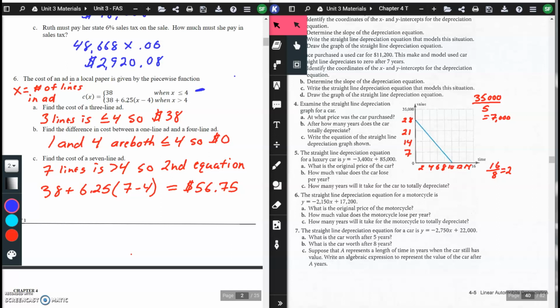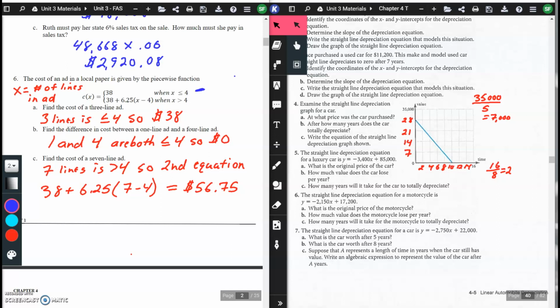Find the difference in cost between a 1-line ad and a 4-line ad. Well, 1 is less than or equal to 4, and 4 is also less than or equal to 4. Okay, so they both pay 38, whether it's a 1-line ad or a 4-line ad, so the difference there would be 0.